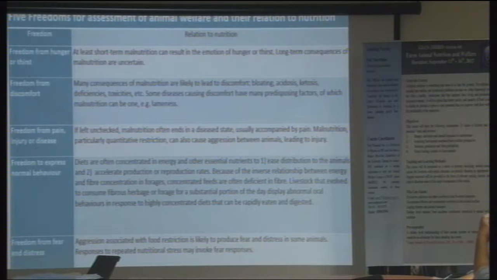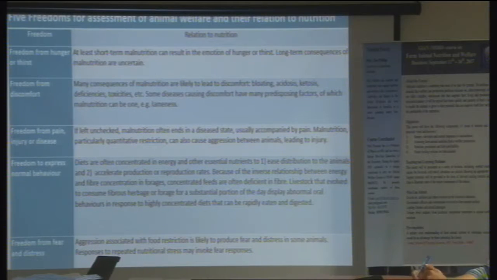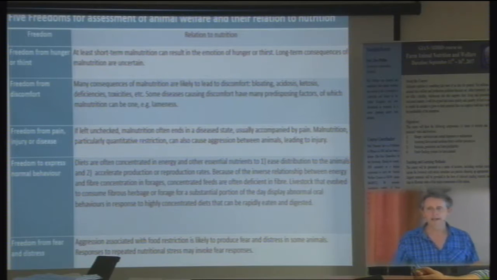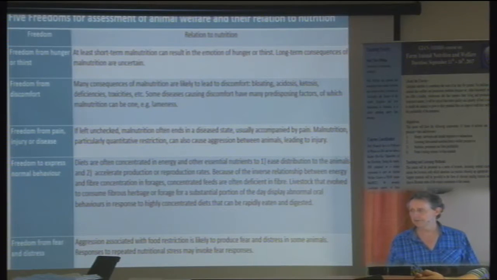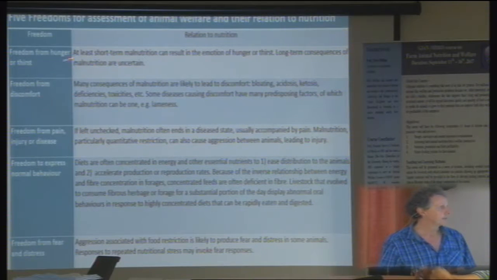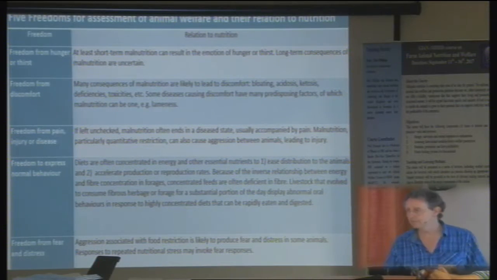And this is really just telling you that every one of these is affected by poor nutrition. It's not just freedom from hunger or thirst. And in an earlier lecture, some of you won't have been here, I did outline that hunger is not the only response to undernutrition or malnutrition. Hunger is the start of the process, but it will be followed by stress and lethargy, and we've talked all about that. So some people criticize the 5 freedoms because of that. It's not just about hunger.